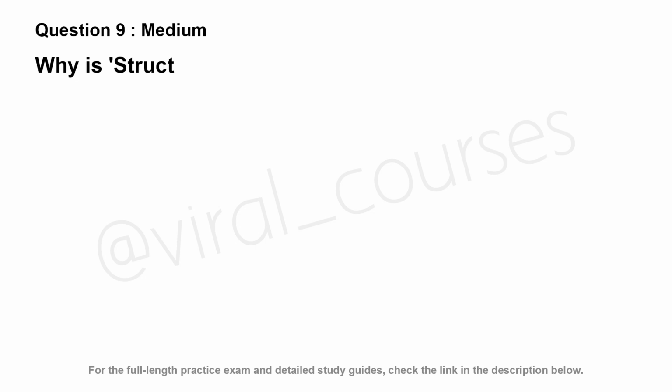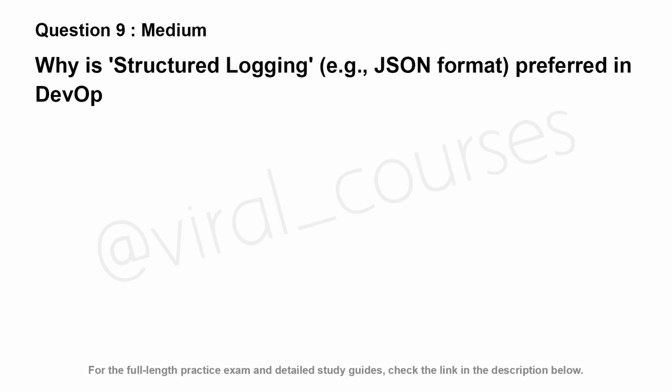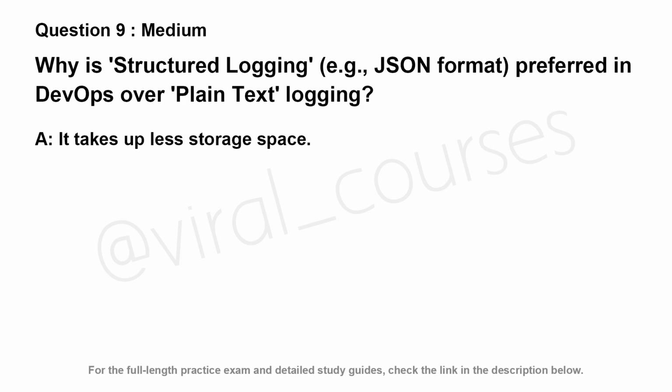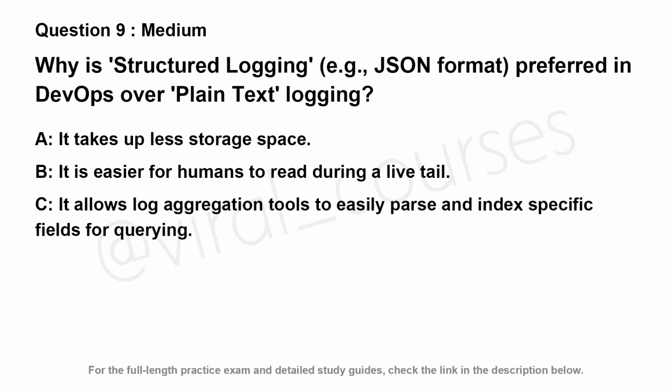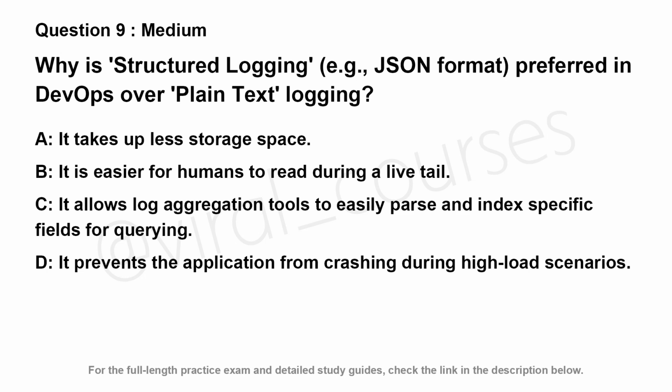Why is structured logging, e.g., JSON format, preferred in DevOps over plain text logging? Option A. It takes up less storage space. Option B. It is easier for humans to read during a live tail. Option C. It allows log aggregation tools to easily parse and index specific fields for querying. Option D. It prevents the application from crashing during high-load scenarios.